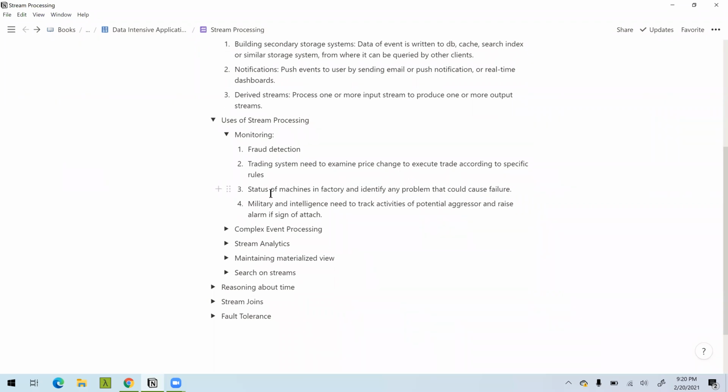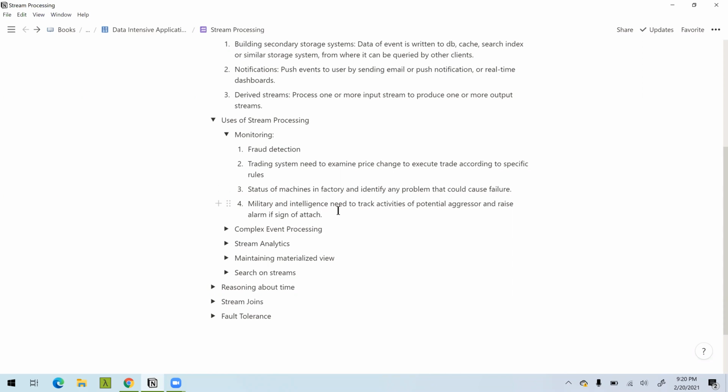Similarly, in a factory or in a machine, if you want to identify any problem, then you would be continuously monitoring the state of your machine, right? And you will be continuously monitoring that stream of data. And similarly, in military and intelligence, you might be tracking activities of various metrics that you have, and then you would be raising alarms if you see a sign of attack, right?